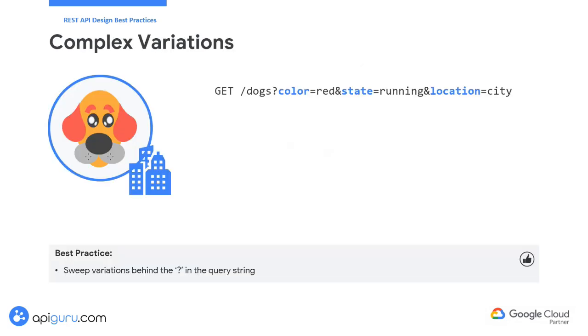We recommend submitting filter criteria in the query string to retrieve a subset of a collection. Place variations after the question mark in the query string, like in this example. This approach allows for flexible and efficient filtering of results.